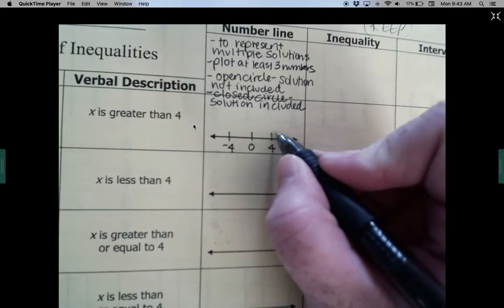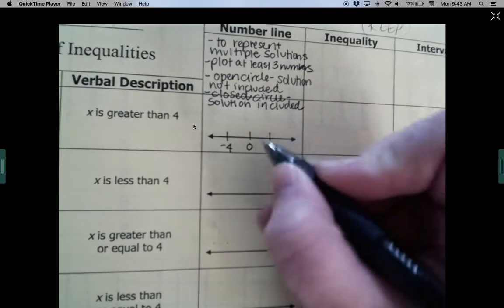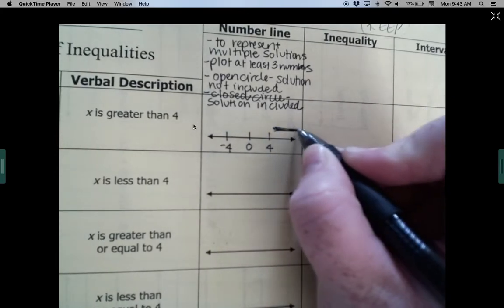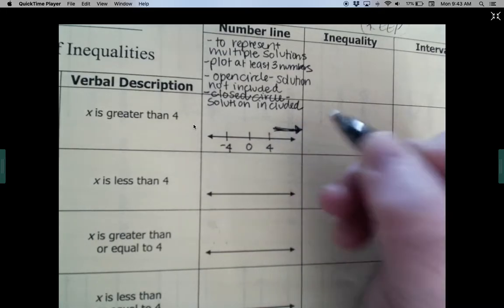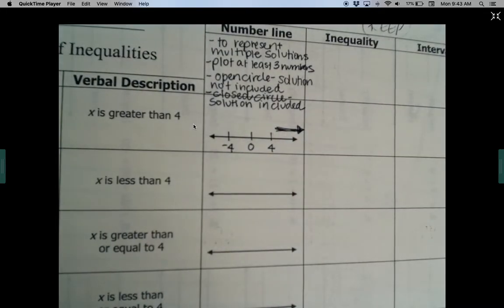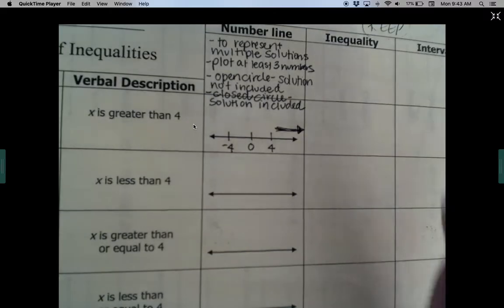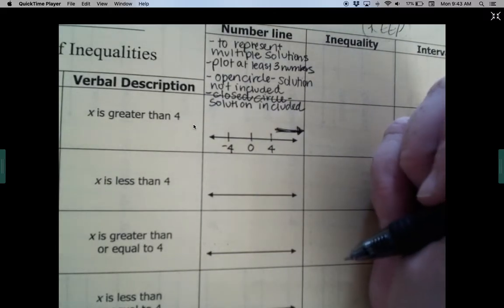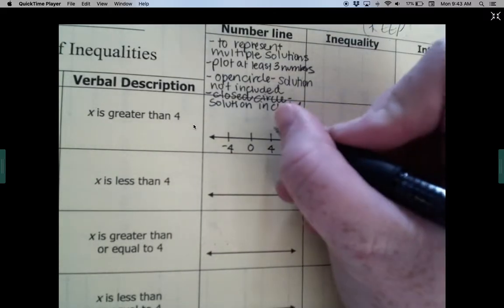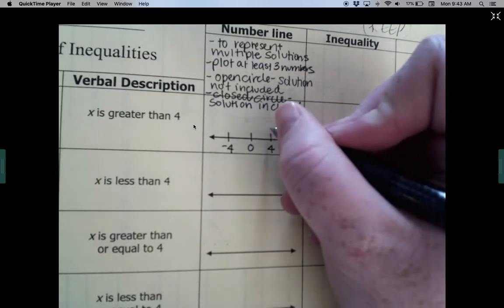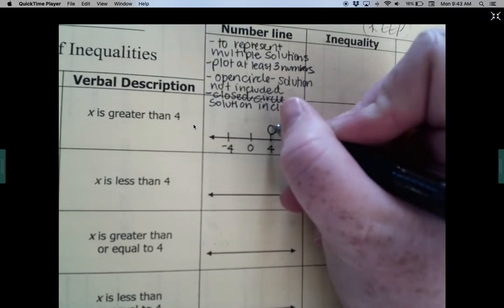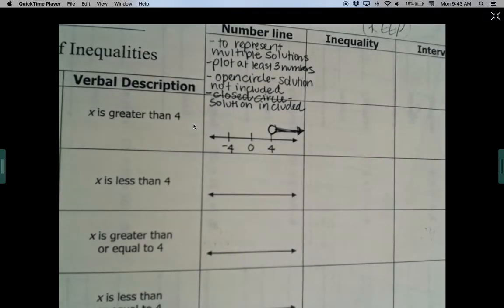Okay, x is greater than 4. So I know that it's going to be any of the numbers that are bigger than 4. It's going to go this way. My arrow is going to say anything bigger than 4. Is 4 greater than 4? No. So will x is greater than 4 include 4? No. So it's going to be what's called an open circle. It doesn't mean the circle's open. It means it's not full.